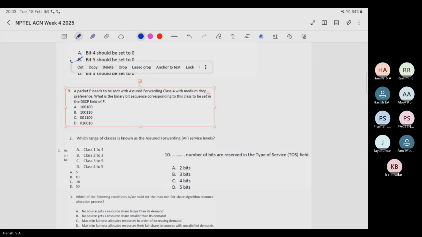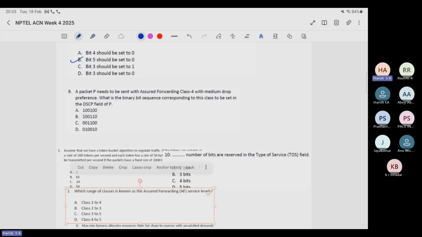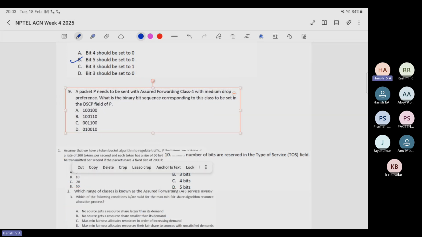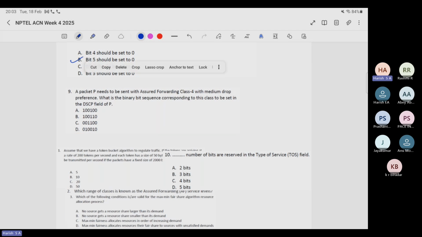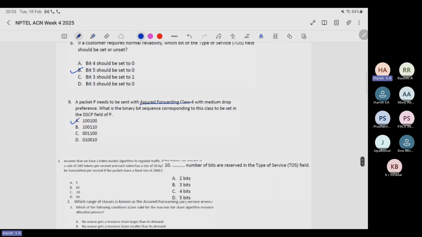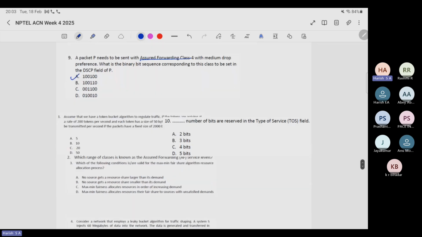9. This is basically looking at the code. So packet P needs to be sent with assured forwarding class 4. So there is a table in the videos. If you look at the table, the answer is directly from there to be set. So what is a binary bit sequence? You have to make that bit sequence, but this is completely directly from that particular table. So the bit sequence, you can do this by yourself as well. So the bit sequence is A. This is a very direct question, right? So the answer is A.